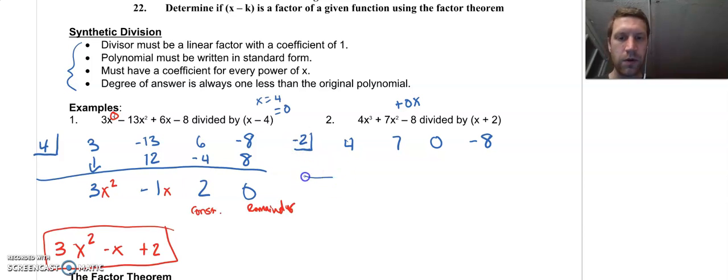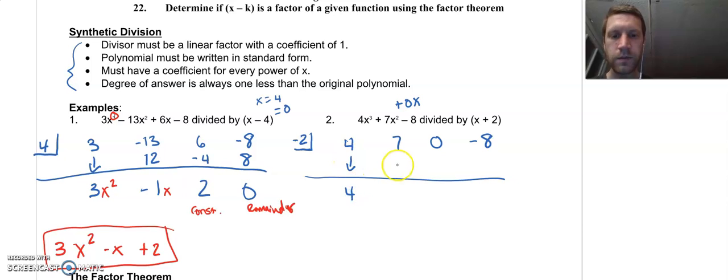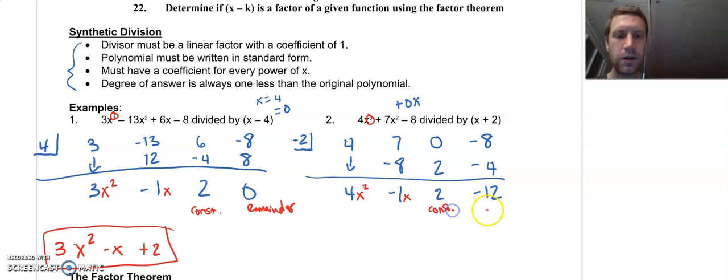-2 is going to be the number in the box. So I add down, multiply, I add down, multiply by -2, add down, multiply by -2, add down. Okay, so I started with an x cubed. This will be x squared. This will be x. This is my constant. This is my remainder. Okay, so I like this one because we get an example with a remainder.